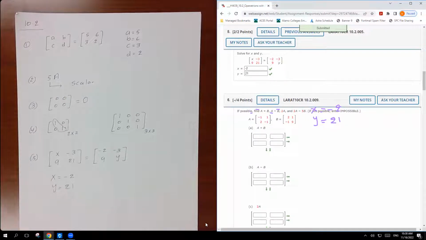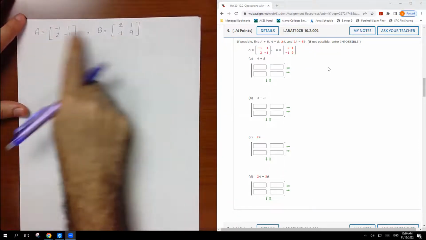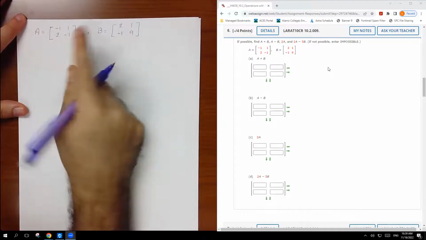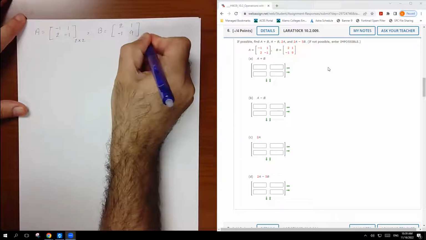For example 6, we're going to do the operation for the matrices. So let's check example 6. If possible, find. We have two matrices A and B. We need to find A plus B. So we can add these two matrices because they have exactly the same dimension. This is 2 times 2, and this is 2 times 2.